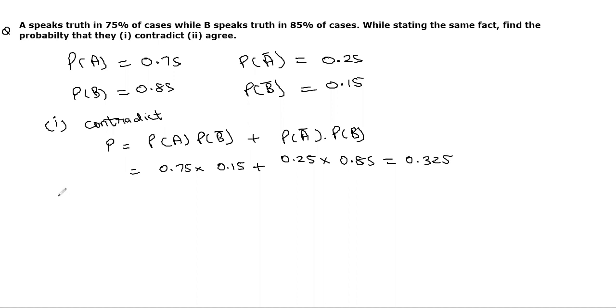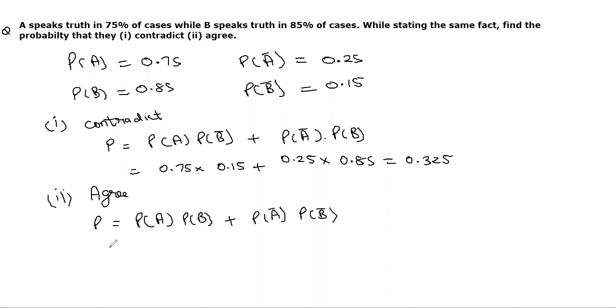Now the second part is that they agree together. They will agree if both of them speak the truth or both of them tell a lie. So the probability of A telling the truth and B telling the truth, plus P of A telling a lie and B telling a lie. So it will be the product of 0.75 into 0.85 plus 0.25 into 0.15, which comes out to be 0.675.